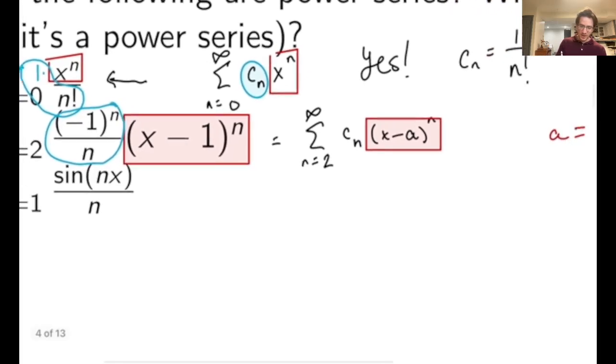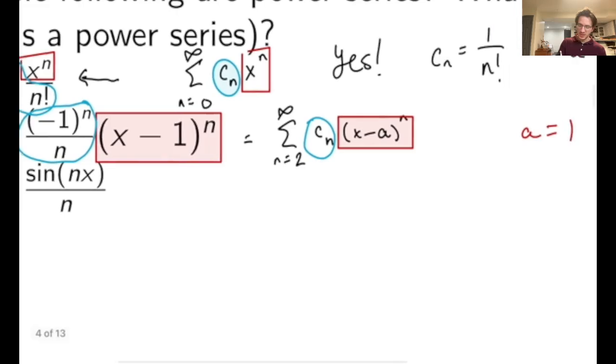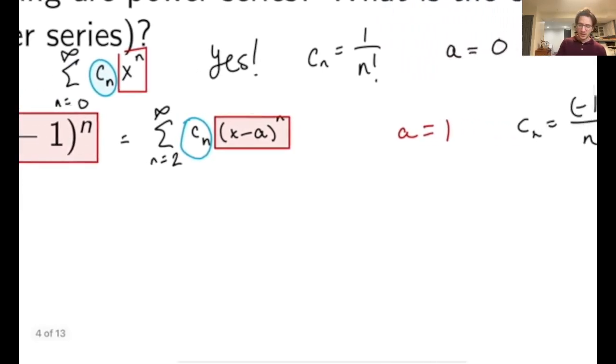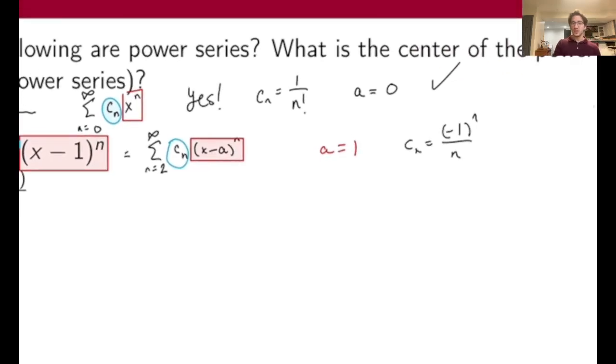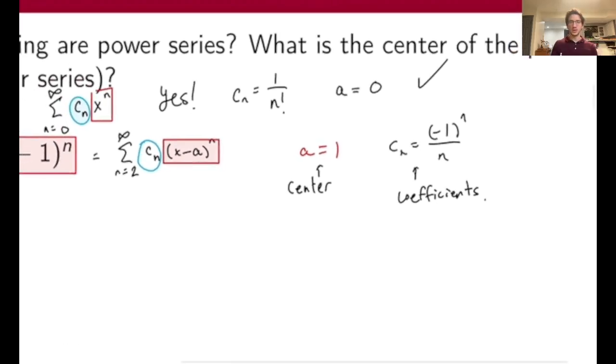So we've got that minus 1 to the n over n. That has to be this Cn. Okay, so we've got a is 1. Cn looks like minus 1 to the n over n. And we've matched up everything we need for the definition of a power series. So the center for this one is a equals 1. And then our coefficients look like that. Minus 1 to the n over n.